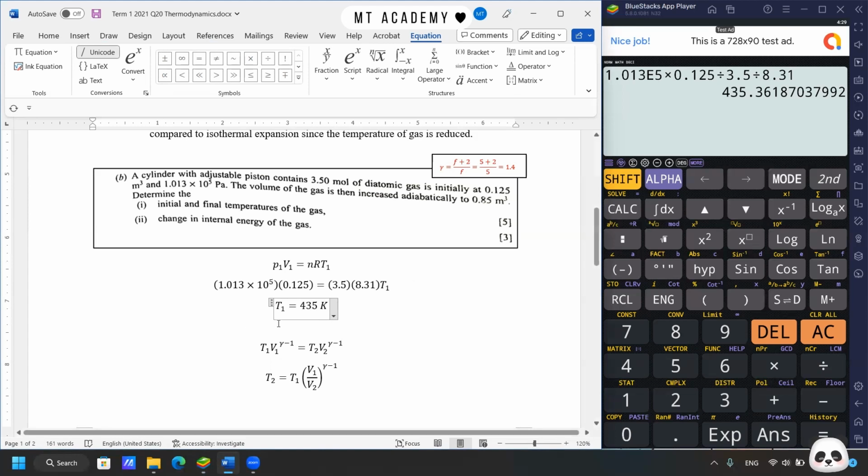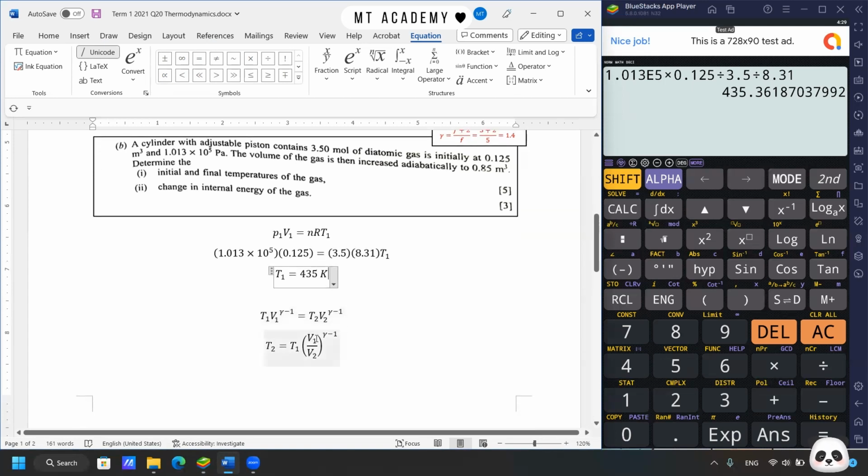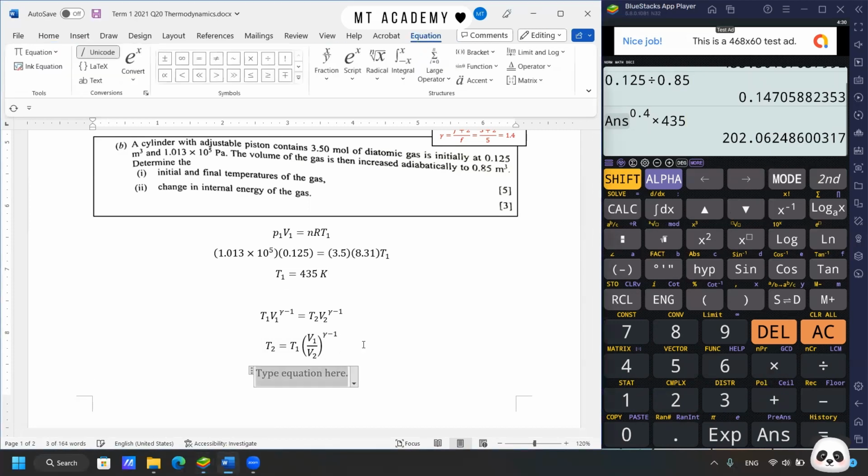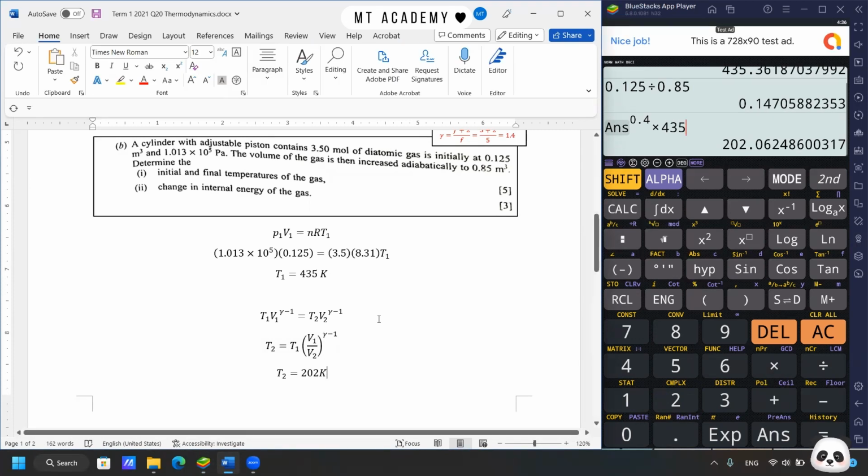Next, we can apply the constant TV to the power of gamma minus 1 equals constant to determine the temperature of the gas. We have both the initial and the final volume. Just put in the values according to this equation and we can get the final temperature. We have V1 over V2, the initial volume 0.125 divided by the final volume 0.85, to the power of gamma minus 1, so gamma is 1.4, minus 1 is 0.4, and then multiply by the initial temperature, 435. So the final temperature is equal to 202 Kelvin. Quite straightforward. We move on to the last question.